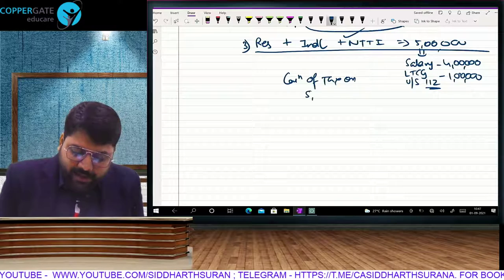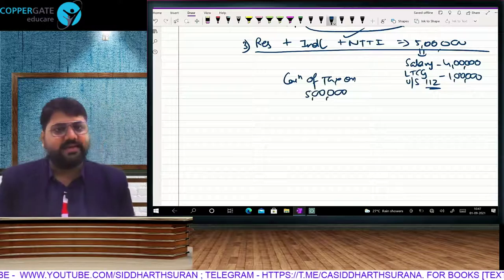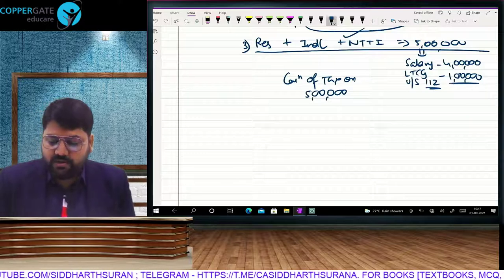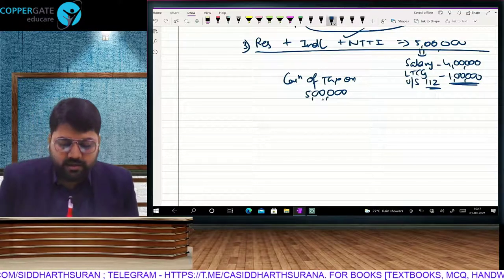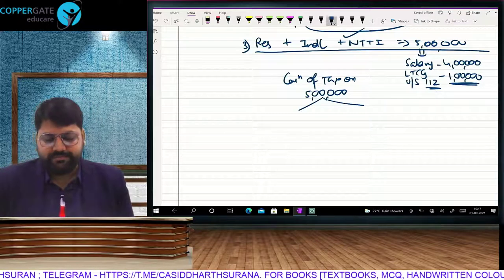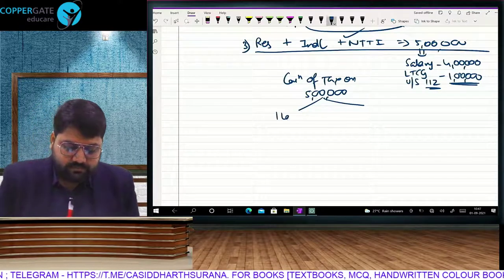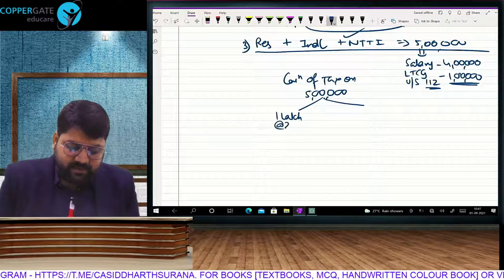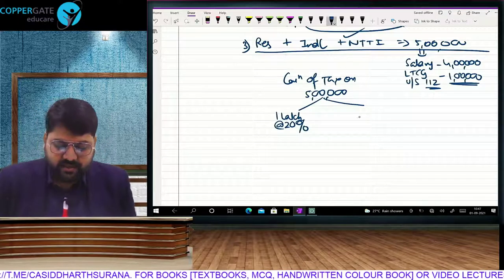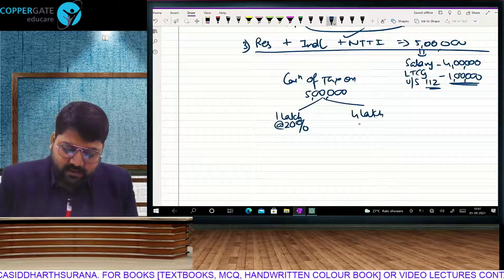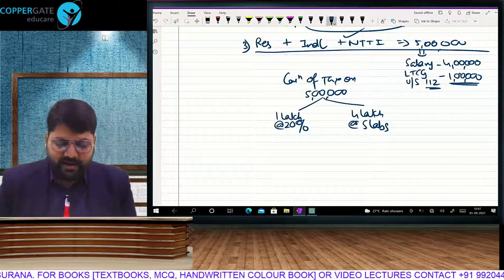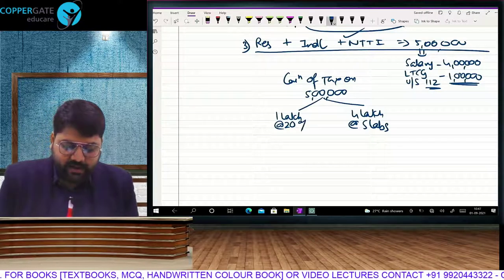And thus, on this 5 lakh, when you calculate your tax, you cannot apply slabs on this. Ladies and gentlemen, you cannot apply slabs. Whenever your income comprises anything taxable at special rate, you will have to segregate. Tell me, what is going to be the breakup? 1 lakh will be taxable at 20%, that's the special rate, and 4 lakh will be taxable at slabs. Have you understood? 1 lakh at 20% and 4 lakh at slabs.